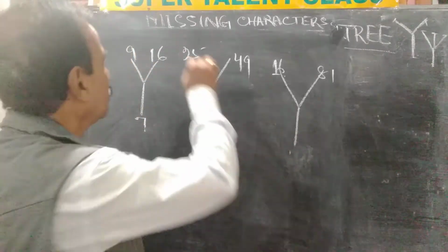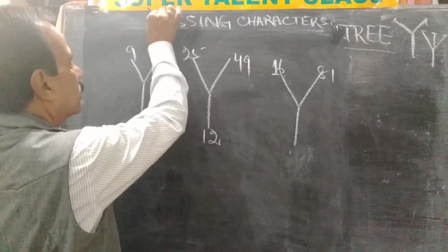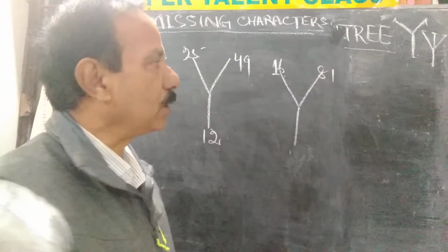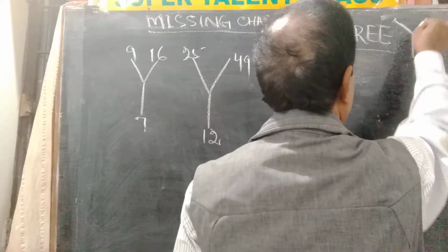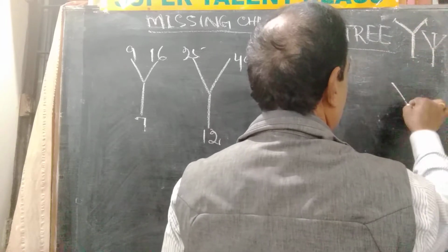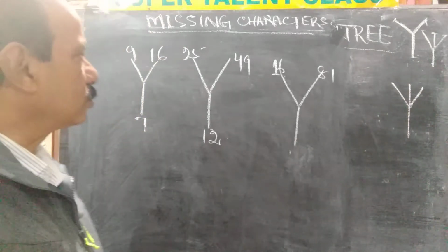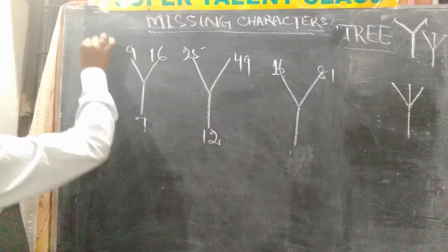I'm teaching you the missing characters of different types. Already circle, square, triangle is finished. Now I'll teach you the pattern, the tree pattern. This you see, tree pattern. So this is called tree. Tree pattern you see. Here you see the questions.